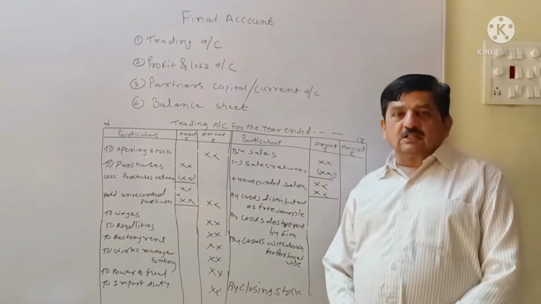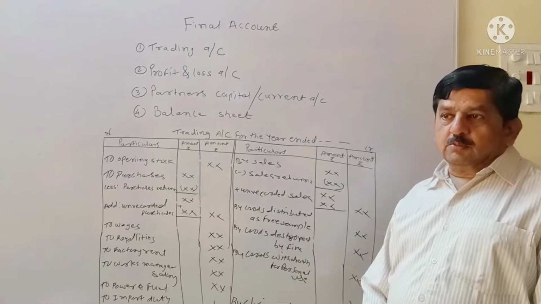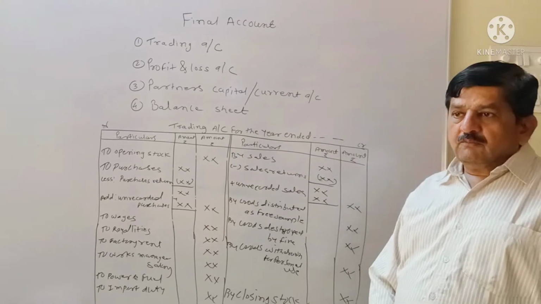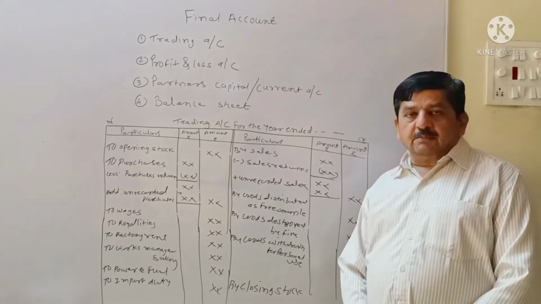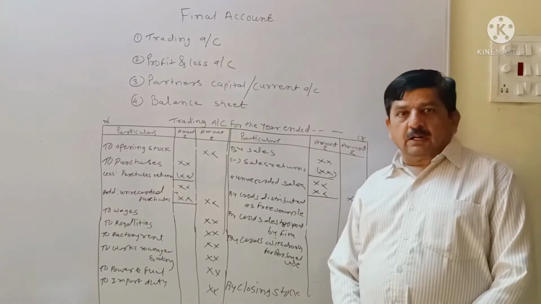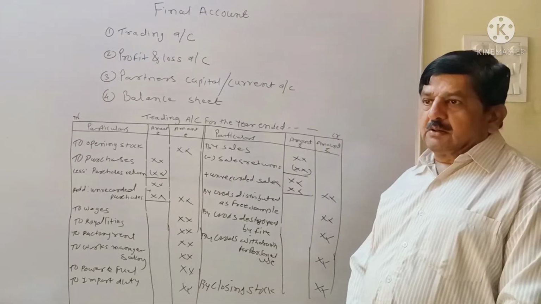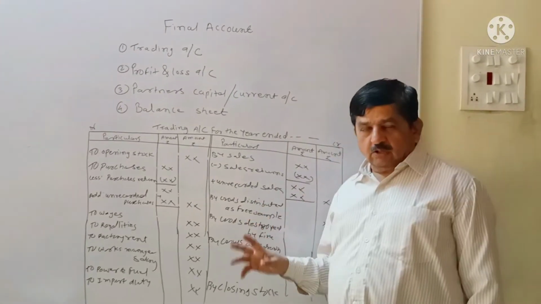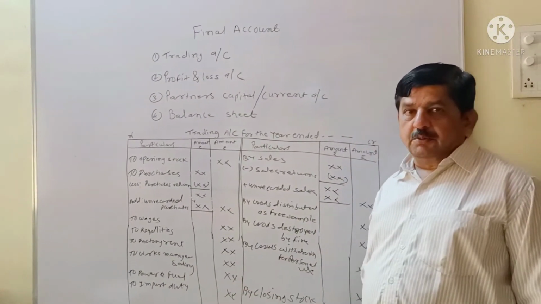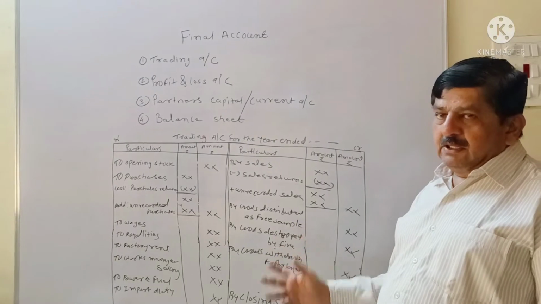In the last lecture, we saw the types of capital account. There are two methods of capital account: fixed capital and fluctuating capital. In fixed capital, two accounts are opened: partners' capital account and partners' current account. All adjustments are made to the partners' current account. Second, in the fluctuating capital method, only a capital account is maintained. All adjustments are made to the capital account.